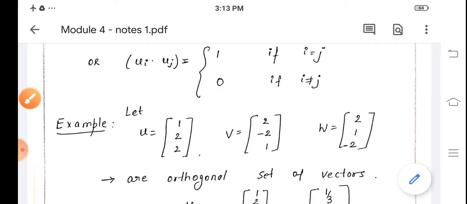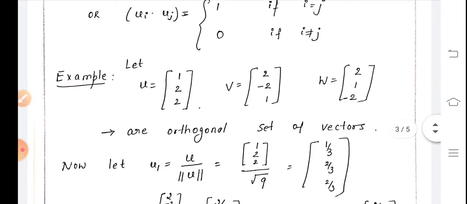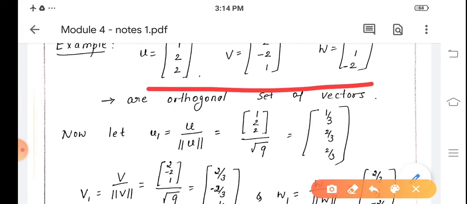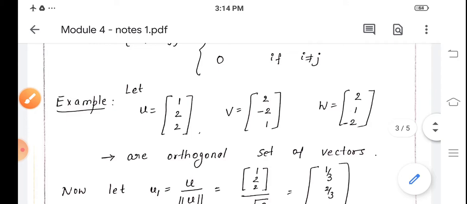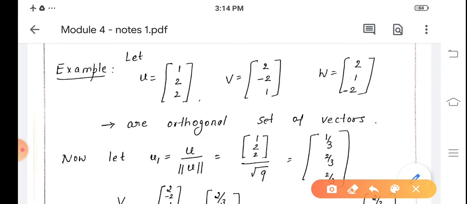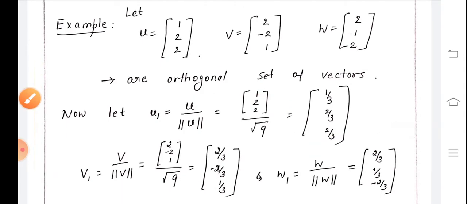To understand this, let us take one example. I will take the same vectors as in the previous example. That is, vector u is equal to 1, 2, 2, vector v is equal to 2, minus 2, 1, and vector w is equal to 2, 1, minus 2. So already we have proved that these three vectors form an orthogonal set. Now we know the condition for an orthonormal set of vectors. The conditions are that the three vectors are pairwise orthogonal and they have unit length.